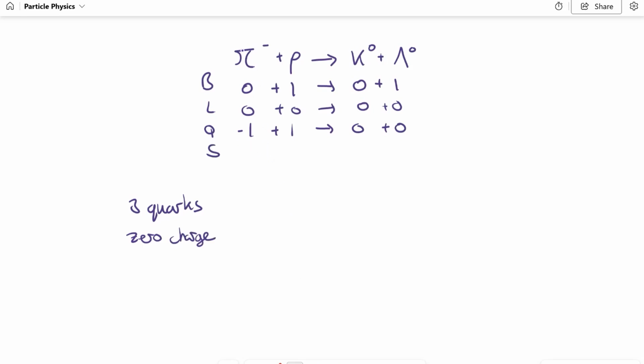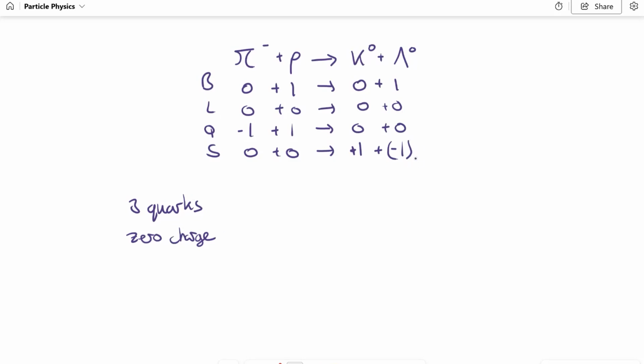And now strangeness, we've got our pion is 0, proton is 0. We go to our kaon, which is a -1 strangeness. Sorry, a +1 strangeness for the kaon. K0 is a +1 strangeness. So therefore, this must have a strangeness of -1, because this is not a weak decay. This is a strong interaction. There's no leptons, and it's not a decay. It's not one particle turning into an array of other particles. So this strangeness has to be conserved in this interaction.